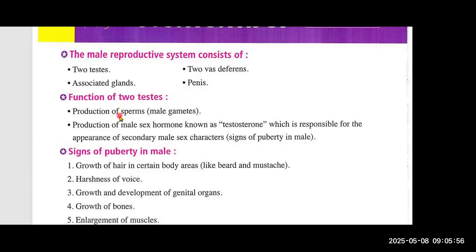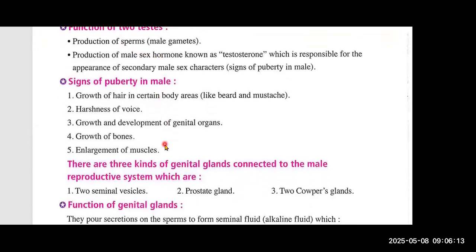The function of the two testes is to produce sperms and the male hormone, testosterone. This hormone causes the appearance of the male sex characters, like signs of puberty in males: growth of hair in certain body areas, harshness of voice, development of genital organs, growth of bones, and growth of muscles. All of them are growth.